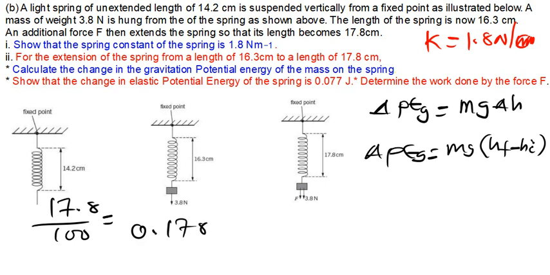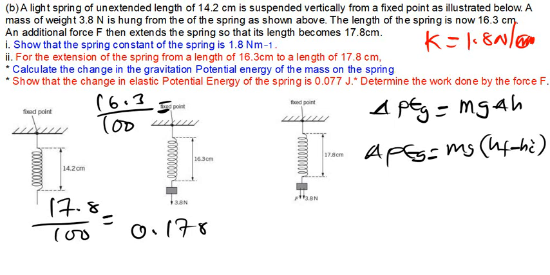And my second one, if I convert this 16.3, what are we going to have divided by 100? Those having calculators, we're going to have 0.163 meters.